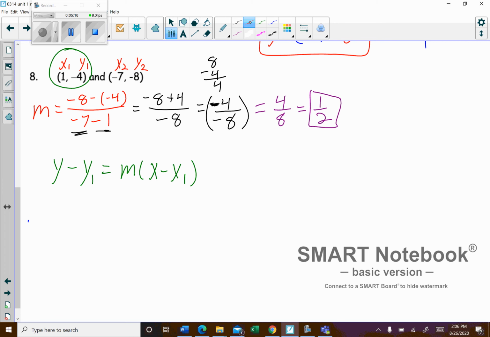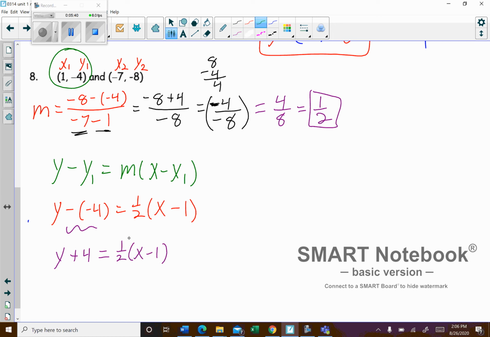All right, so let's plug in our values. Y minus -4 equals 1/2 times x minus 1. So I do have double negatives right here. We'll take care of that. So that'll become y plus 4 equals 1/2 times x minus 1.